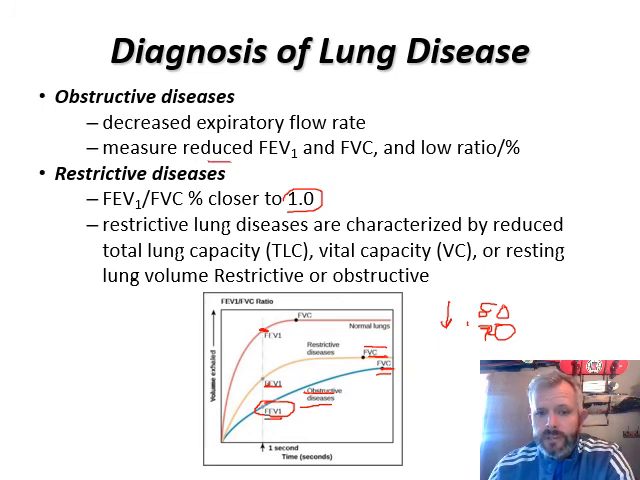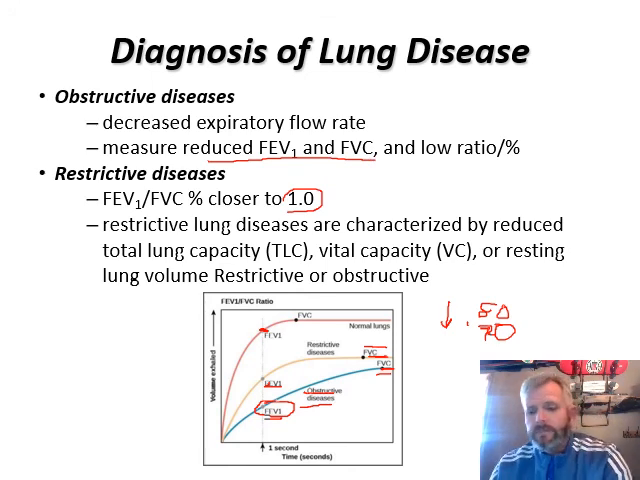So reduced FEV1 over FVC is a definite trademark for obstructive disease. All right, so it's important that we're able to measure these so we can get these values, so we can help pinpoint what's going on in the lungs and where the issue arises. Is it in the compliance, or is it in the airways? Where is the issue? And these measures, this FEV1 over FVC and FVC measures, allow doctors to do that.